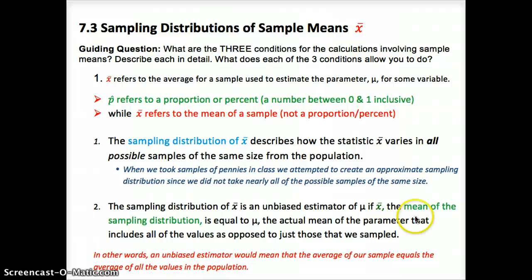As before, unbiased estimator still applies. If the sampling distribution of X bar is an unbiased estimator, that means the mean is the same as the actual mean of the parameter. So in the long run, over all those, and the sampling distribution would be the ultimate long run, it's every possible combination. If the mean of that sampling distribution equals the mean of the actual parameter, then it is unbiased. So the two averages would be equal.